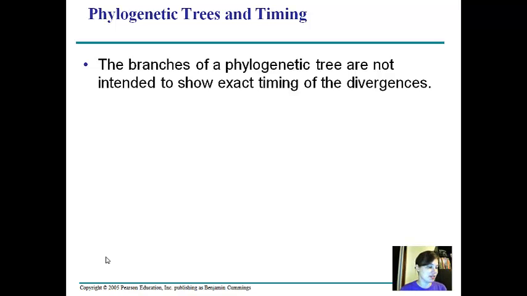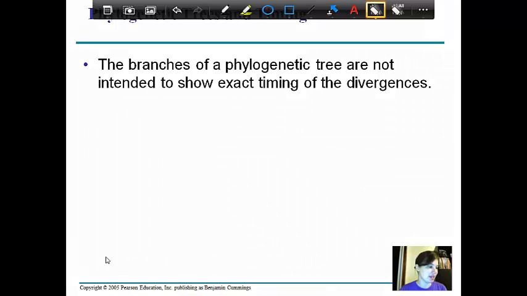They're not intended to show the exact timing of divergence, and that exact timing is what's important. They do show relative timing, so what happened first, what happened second, but they don't show exactly how many millions of years ago these different divergences happened.